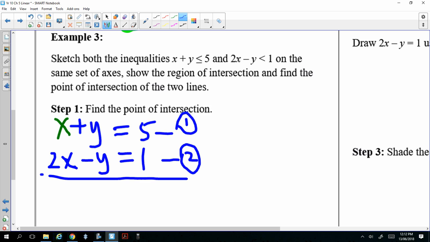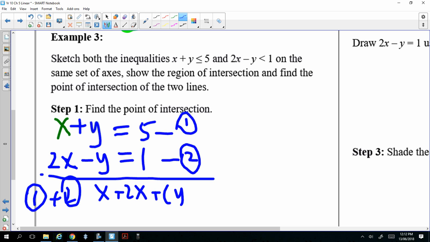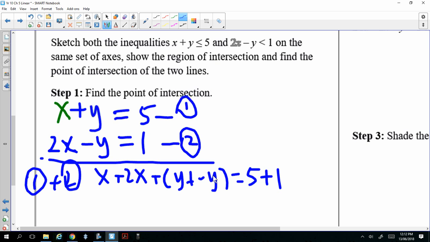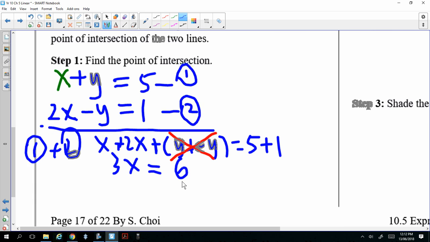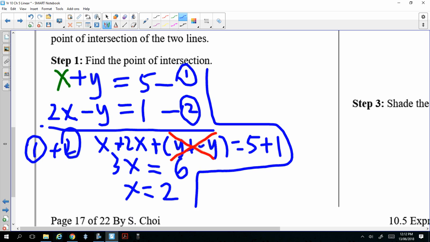So x plus 2x, plus y plus -y, equals 5 plus 1. If you do this, you get 3x, and y plus -y gets cancelled, which gives you 3x equal to 6. Therefore, x is 2. Once you get x equal to 2, sub it back into 1 or 2. I'm going to substitute into 1 because it's easier. So from 1, 2 plus y is 5, therefore y must be 3.